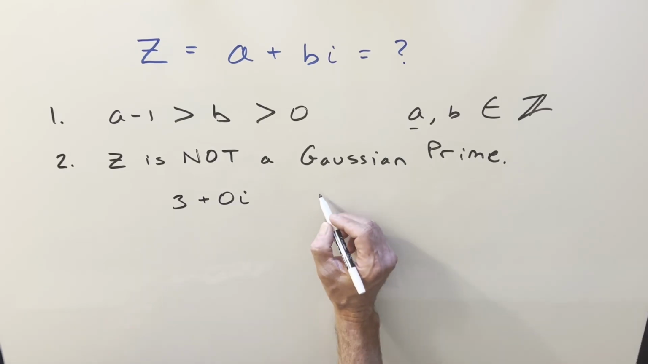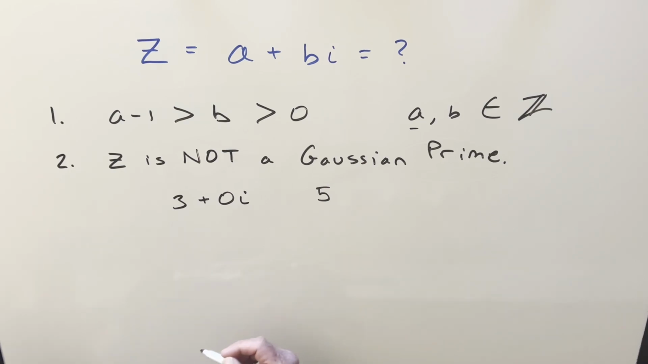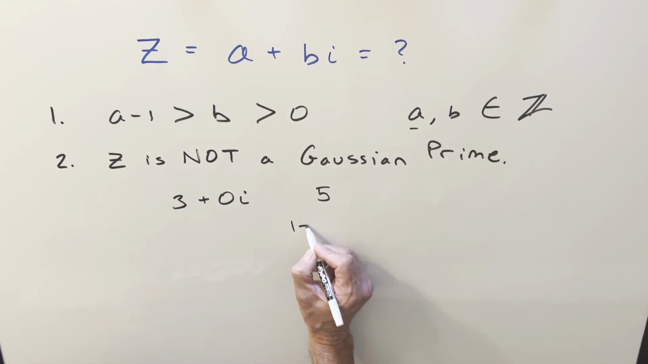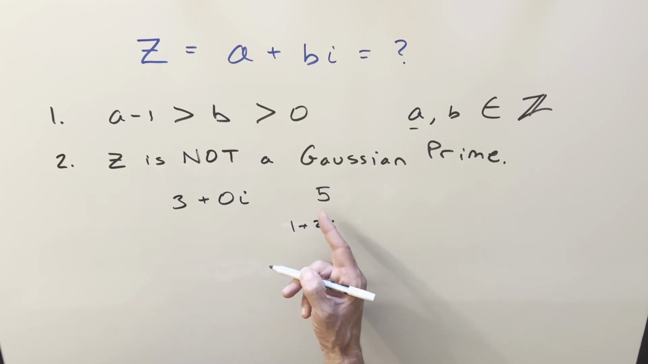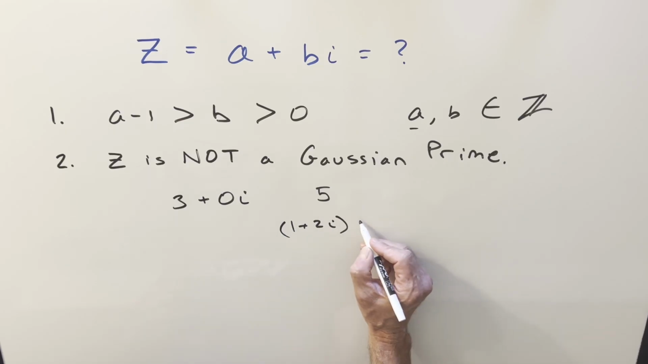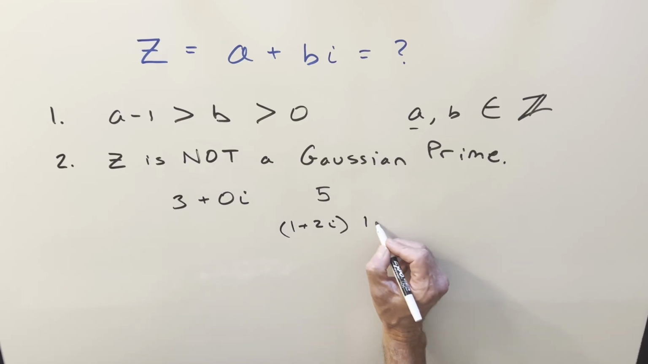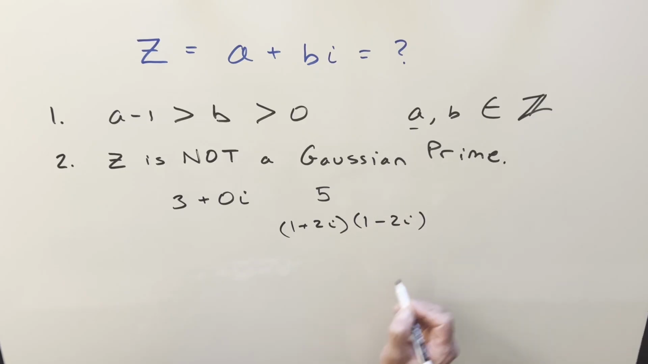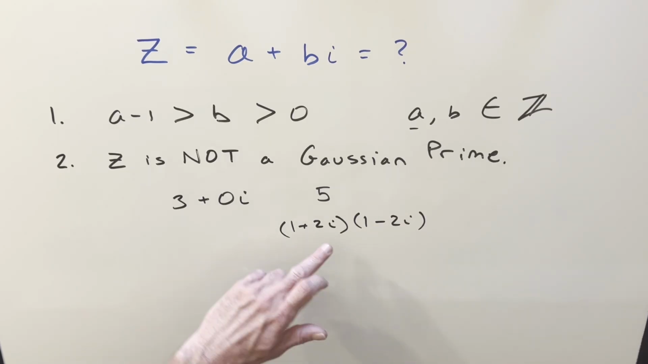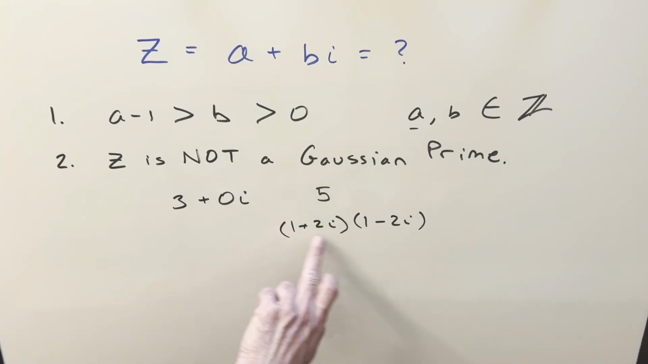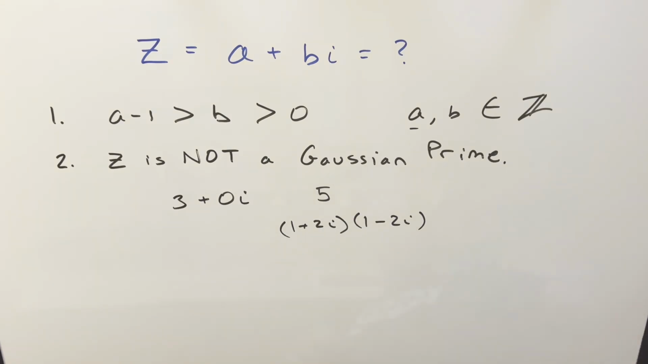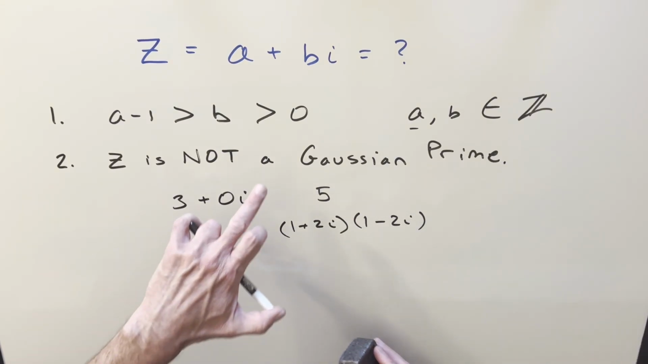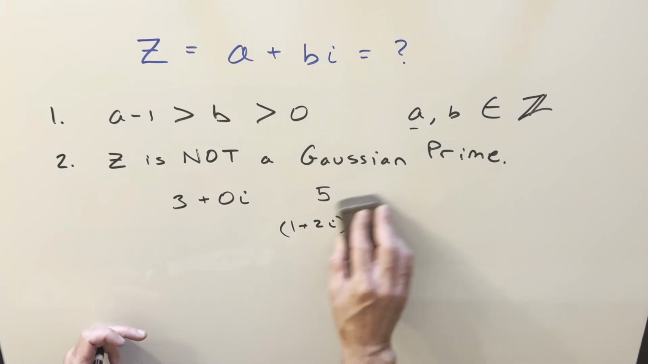But the interesting thing is 5 is actually not prime because you can create a 5 by just doing 1 plus 2i times 1 minus 2i. If you multiply that out, that gives you a 5, but then we've broken it into a composite of two Gaussian integers. But we're not really interested in this case right here because we've already eliminated 0 with our clue number 1.